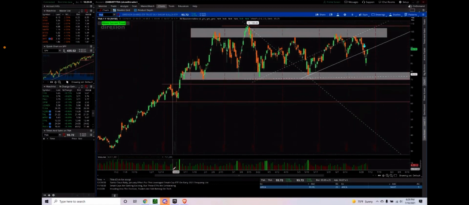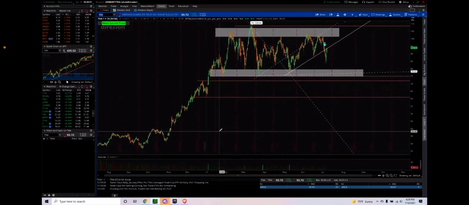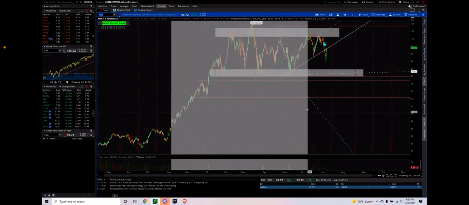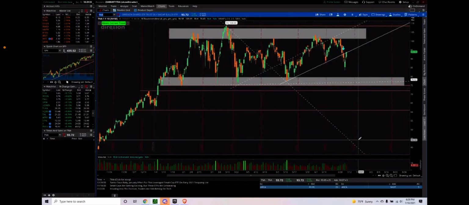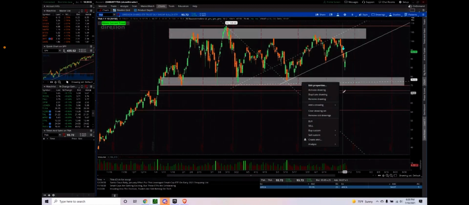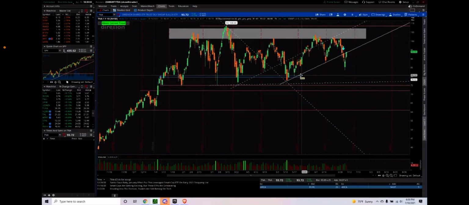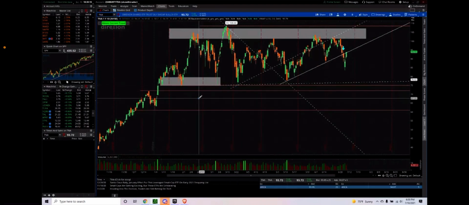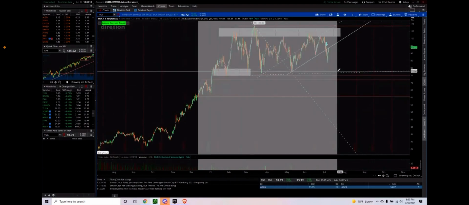So TNA, this is a small cap ETF. This is probably the best example of a supply and demand zone chart that I could find. So probably on this third touch is where you draw the demand zone. You would see all these wicks and how quickly it shoots back up out of this demand zone, this rectangle, and then you draw it out.